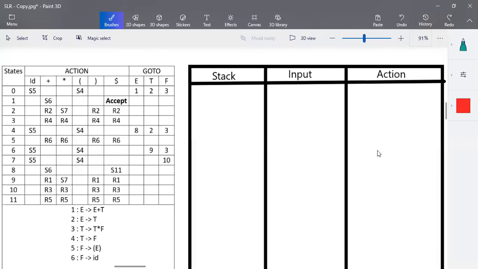So in this video, we'll see how to do SLR parsing with this parse table. This parse table will be given with all shift, reduce, and accept operations. All these empty spaces are your error category. So whenever your input consists of some error, it leads to these spaces.